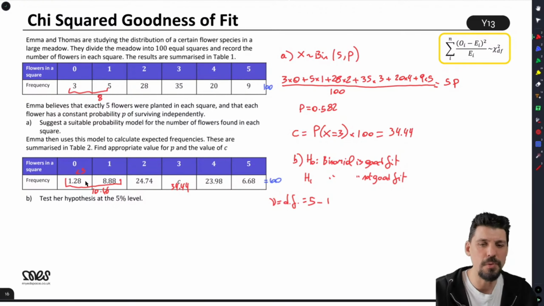So 5, because we want the frequencies to be at least 5, this expected frequency is far too small, so I'm going to combine these 2 boxes together, Luke. All right, because you need the expected frequencies to be at least 5.